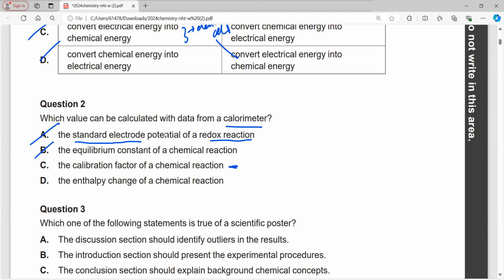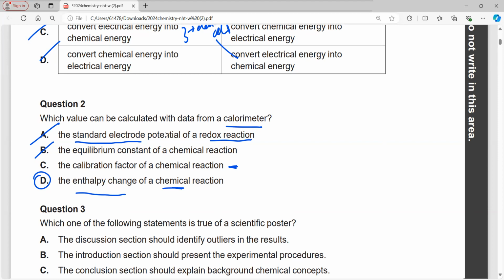However, I think that's not the end value that we're looking at. I think the end value that we're actually looking at is the enthalpy change of a chemical reaction. However, I do believe C could be right as well. So it's a bit of a weird question, because the end value that we're trying to calculate from a calorimeter is the enthalpy change, right? We're trying to see how much heat has been absorbed or released from a chemical reaction. However, I do believe that we can also calculate what the calibration factor is. So it is a bit of a hard one.